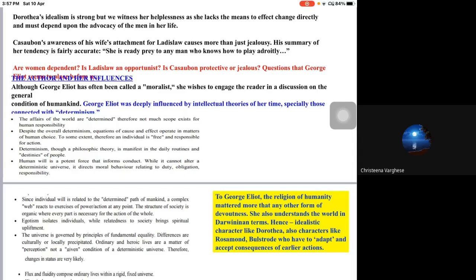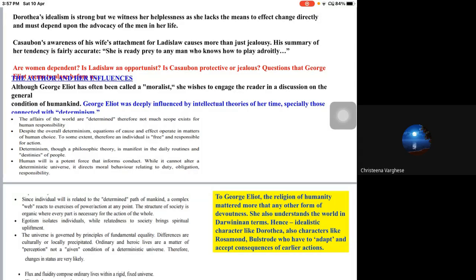Human will is a potent force that informs conduct. While it cannot alter a deterministic universe, it directs moral behavior relating to duty, obligation, and responsibility. So human will is a very powerful force that can determine how we behave, how we conduct ourselves.